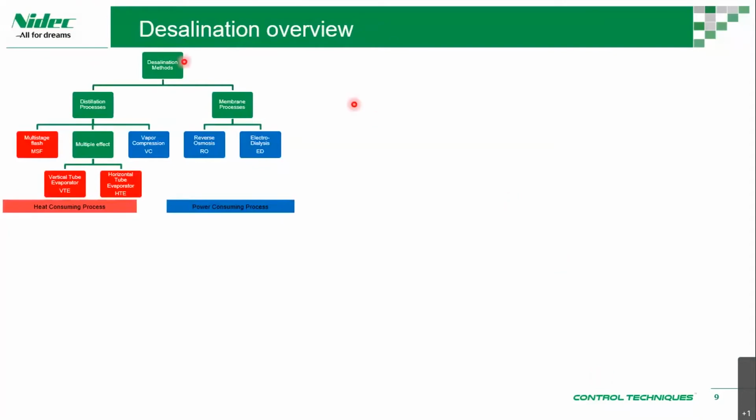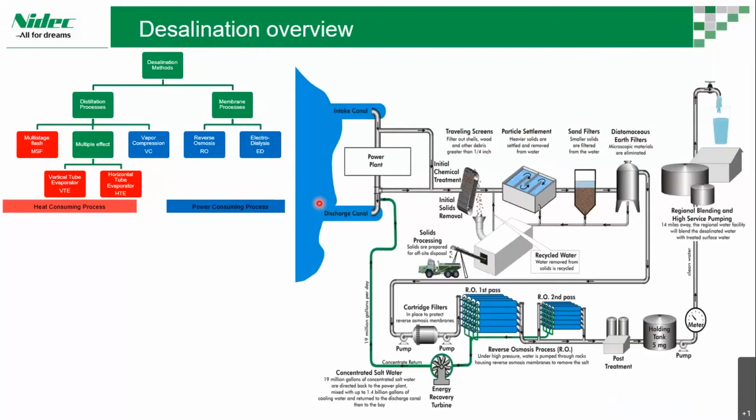We are coming to the desalination overview. We have two different methods. One is the distillation process, another is the membrane process. Distillation is subdivided into multi-stage flash and multiple effect, and another one is vapor compression. Multiple effect can be done with a vertical tube evaporator and a horizontal tube evaporator. In membrane, we have RO and ED, that's reverse osmosis and electrodialysis. Wherever I'm showing red color, it is a heat consuming process. Wherever we find blue, it is a power consuming process.